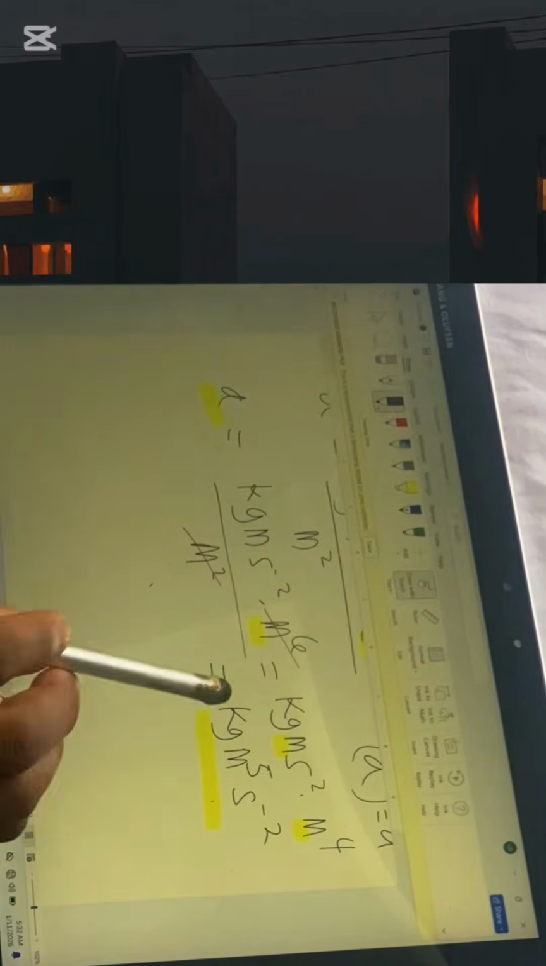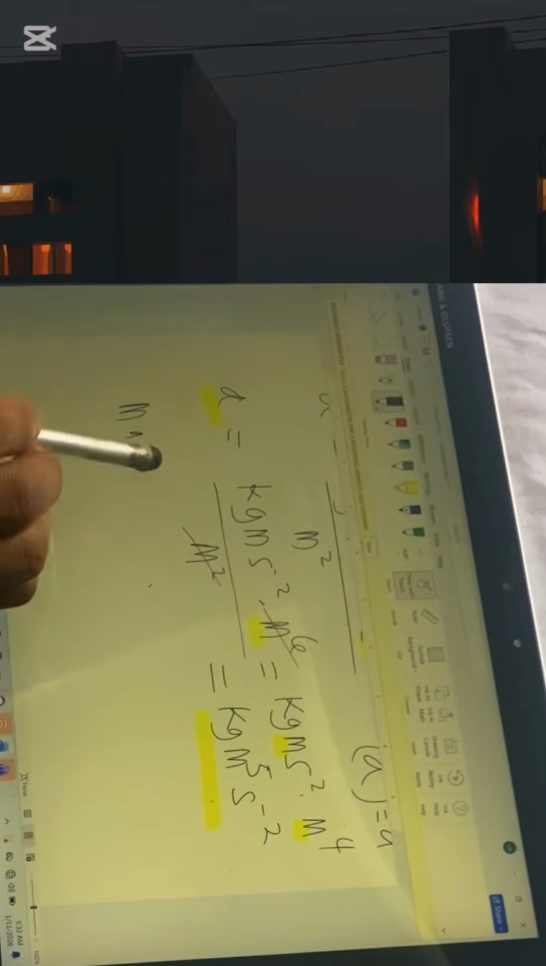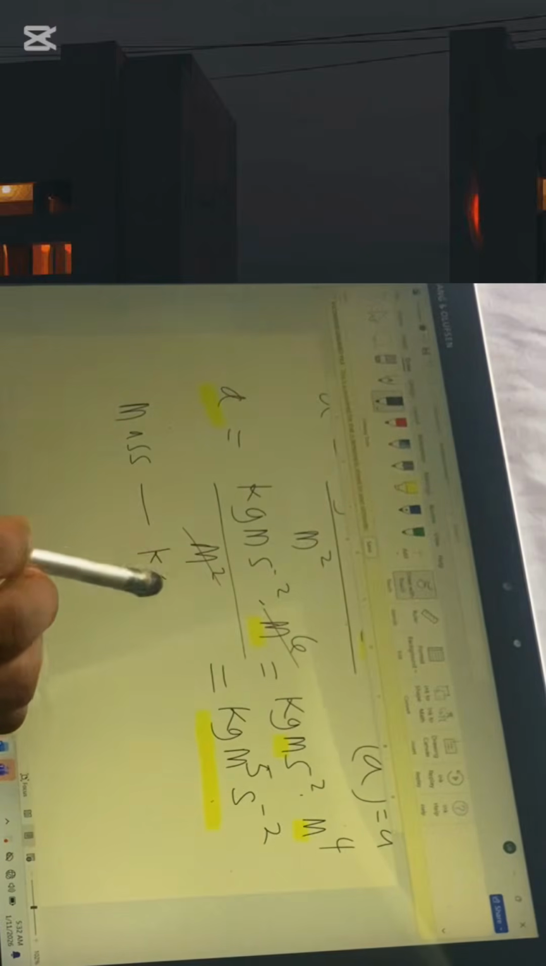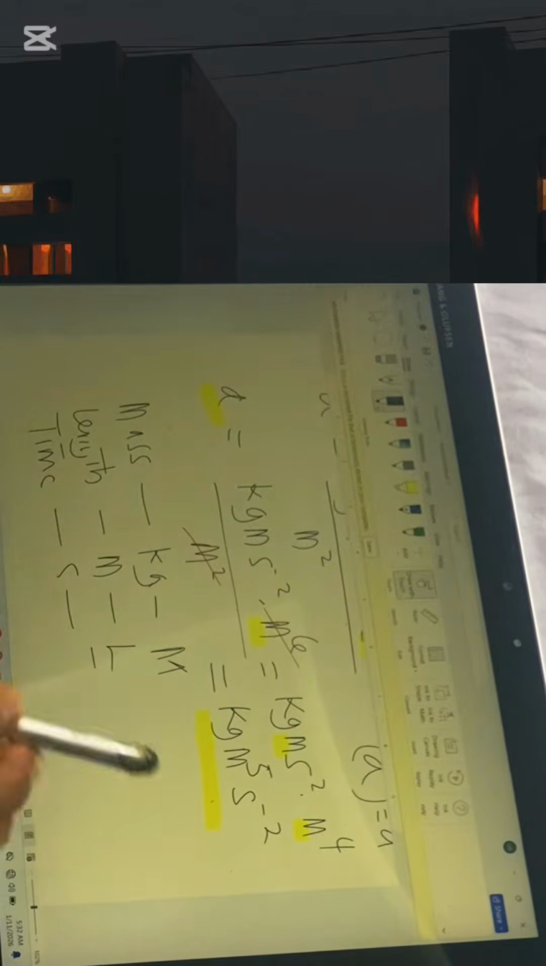Length, the initial letter of length is L. Time, the initial letter is T. So that means if I have mass, mass is kg, so the dimension is M. If I have length, length is meter, the dimension is L. If I have time, time is seconds, the dimension is T.